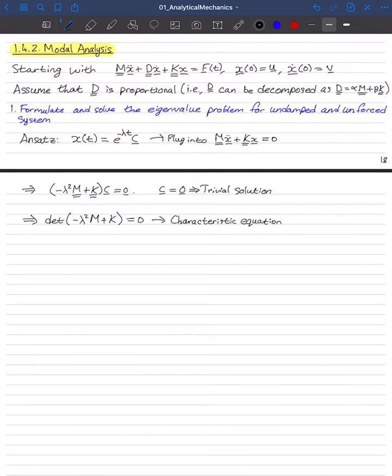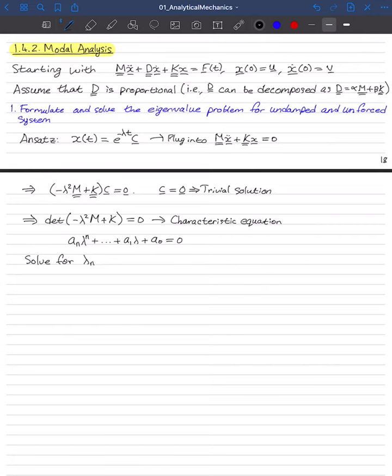Which will have the form of something like a_n times lambda to the n plus all the way up to some value a1 times lambda plus a0 is equal to 0. From here we solve for lambda. What we'll find is that we have n different solutions.